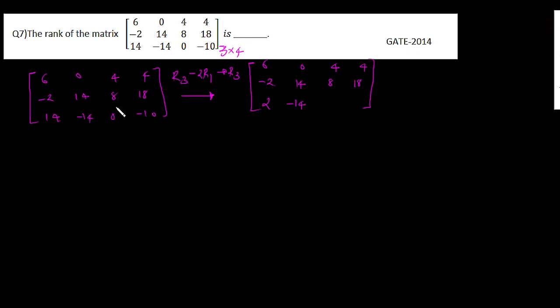Now in the third element, we have minus 8, because we have multiplied by minus 2, and here it is already 0, so minus 8. Now in the last element, we have minus 8 from the first row and minus 10 already, so we get minus 18. So now you can see that row 3 and row 2 are linearly dependent.